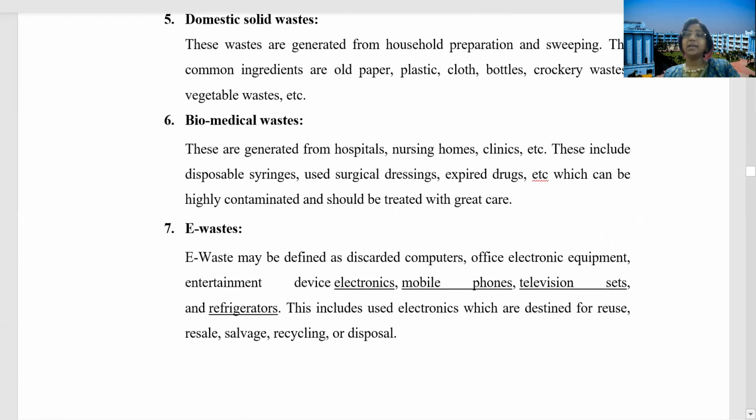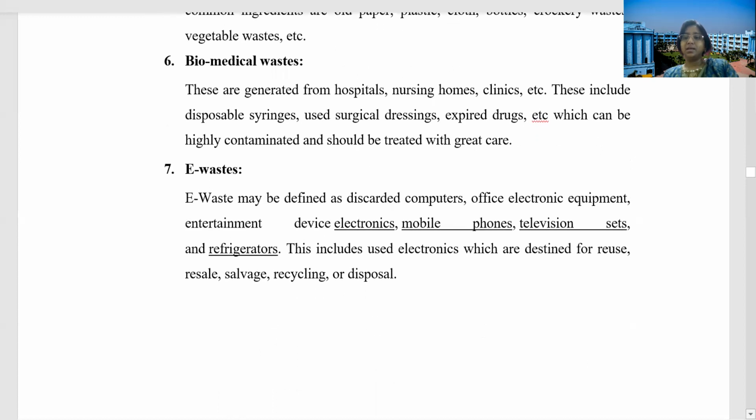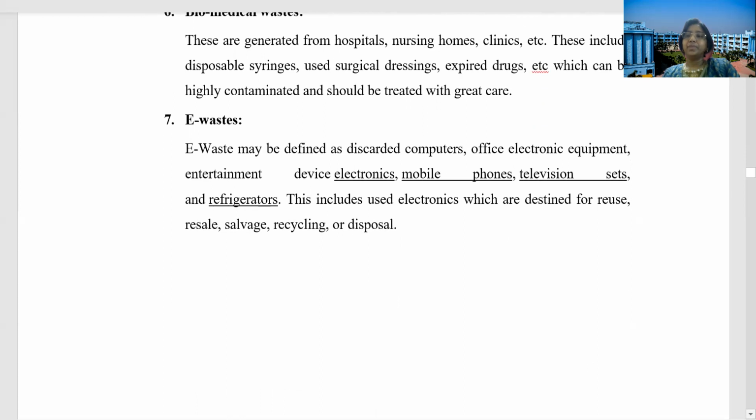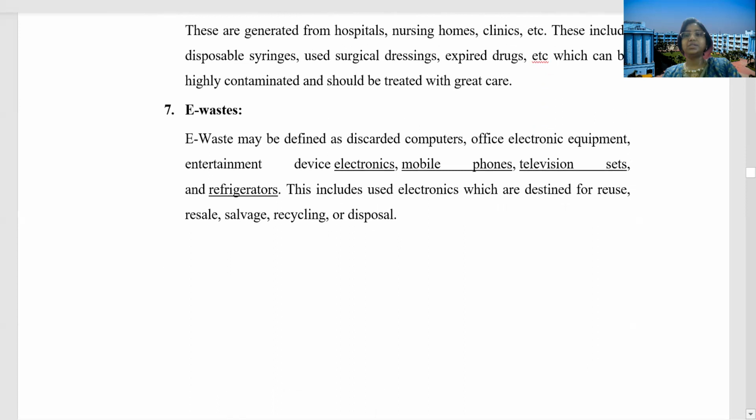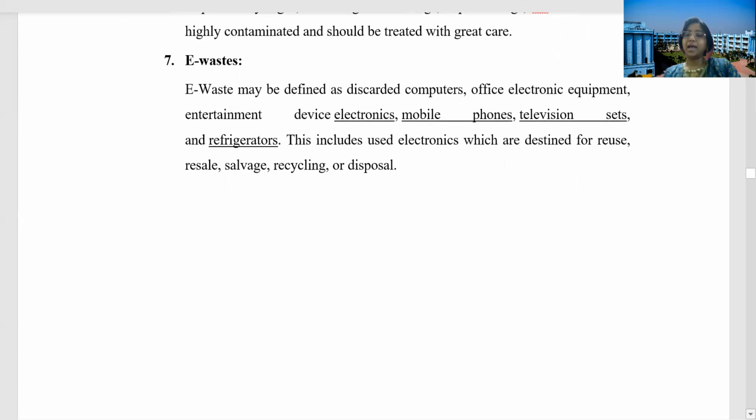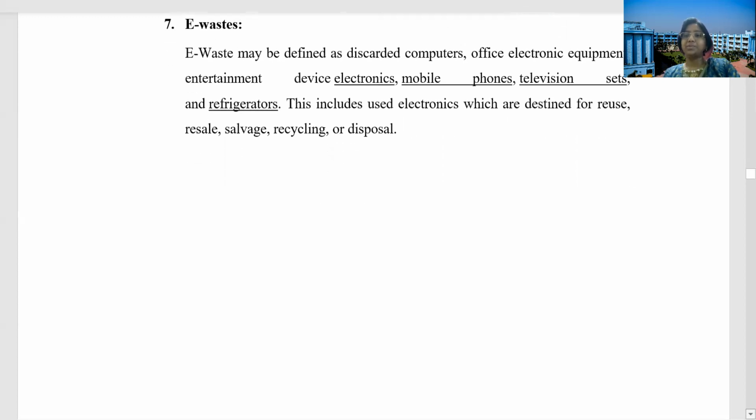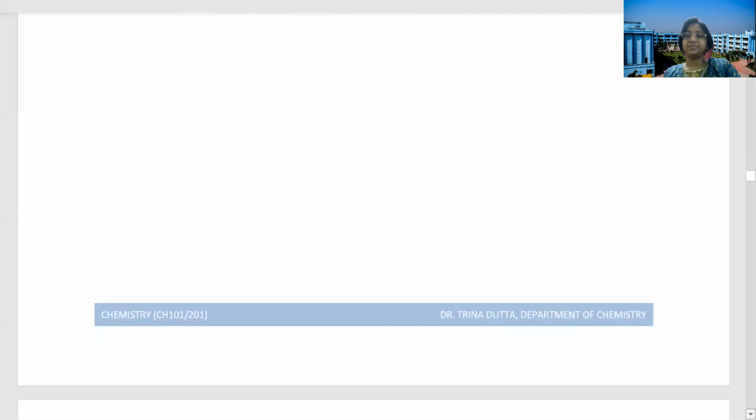E-waste, these are all electronic waste. It may be old mobile phones, or electronic items, television, all these are electronic waste. So we are now aware about what is land pollution, and what are the solid wastes, and about the different types of solid waste.